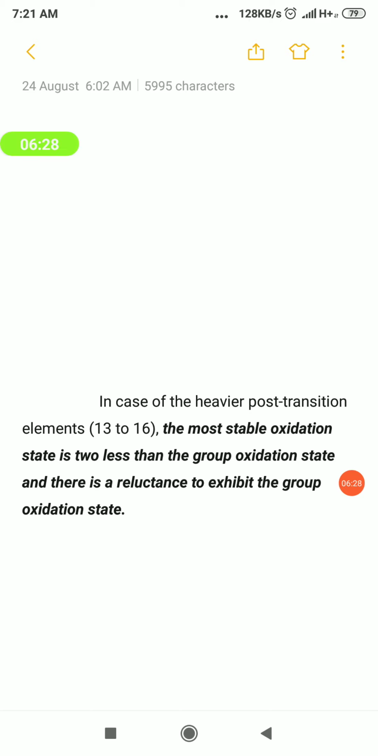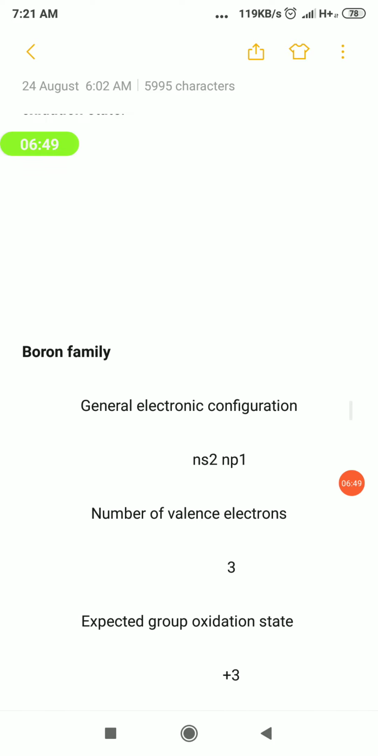less than the group oxidation state, and the reluctance to exhibit the group oxidation state. Group oxidation state exhibit பண்றதுக்கு பதிலா அதுல இருந்து 2 நம்பர் கழிச்சு அந்த oxidation state exhibit பண்றதுக்கு பேர் தான் inert pair effect. The reason we are going to see, and also the periodicity. இது மேல இருந்து குரூப்ல மேல இருந்து கீழ வரும்போது எந்த மாதிரி வேரி ஆகுது, that also we are going to see.